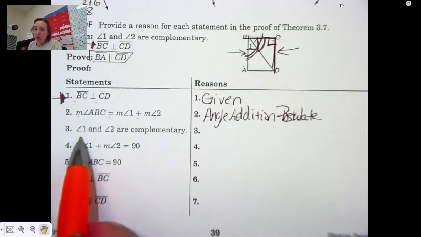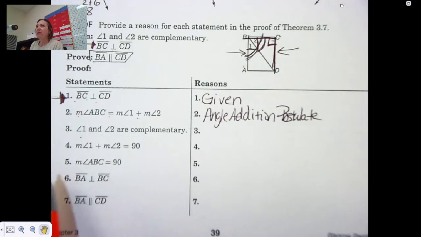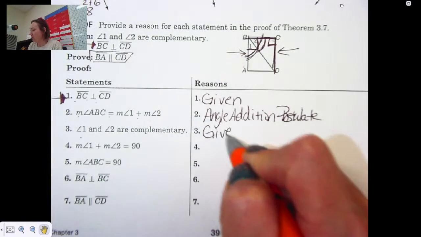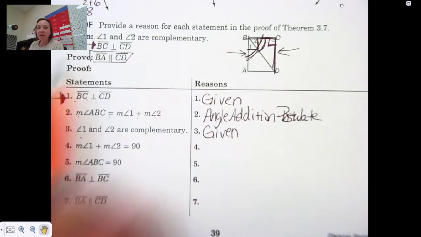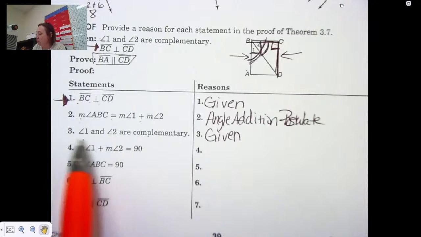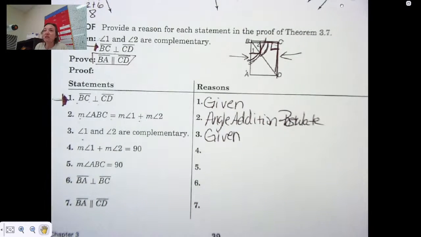Number 3 says angle 1 and 2 are complementary. How do we know that? It's given. They gave us that information, remember? Up here. So we've told a given thing, a basic common sense thing, and another given thing. Now we're going to start doing some steps to prove.